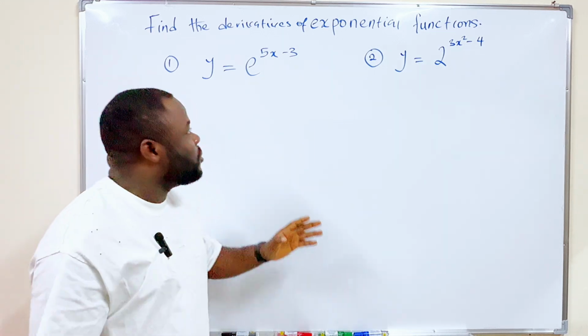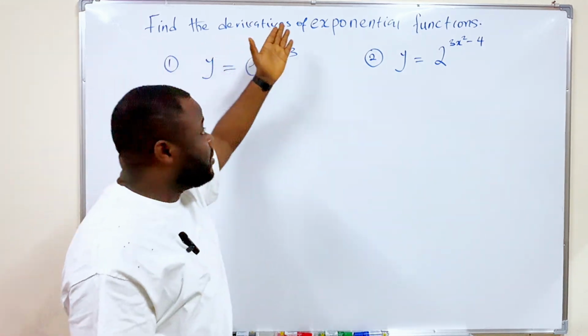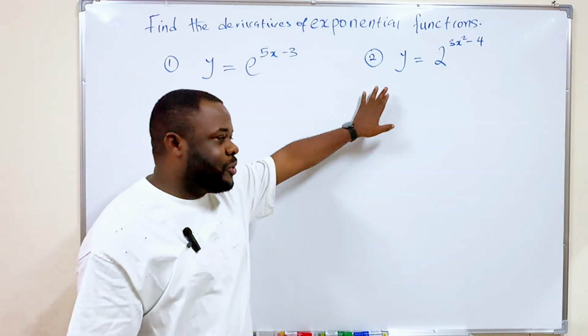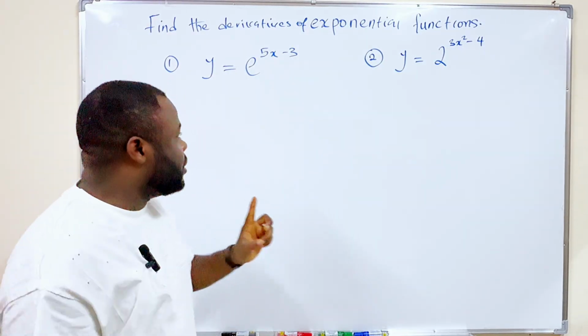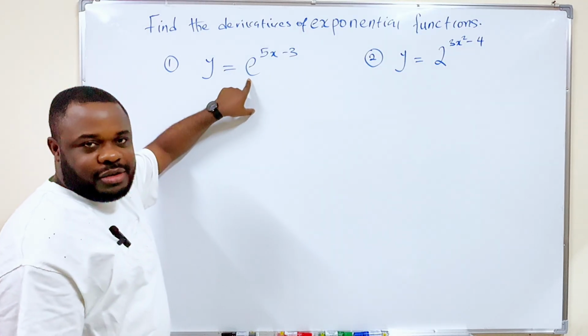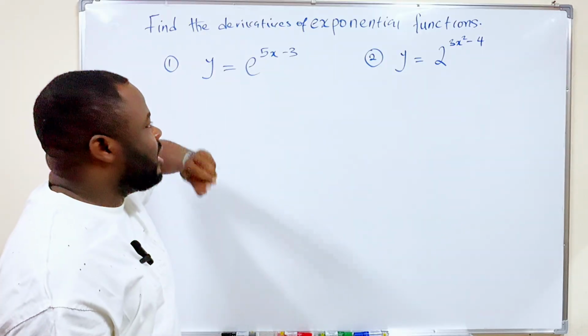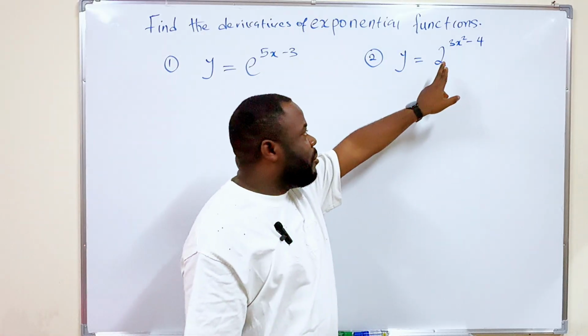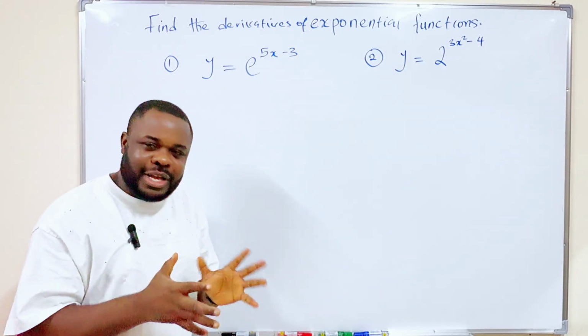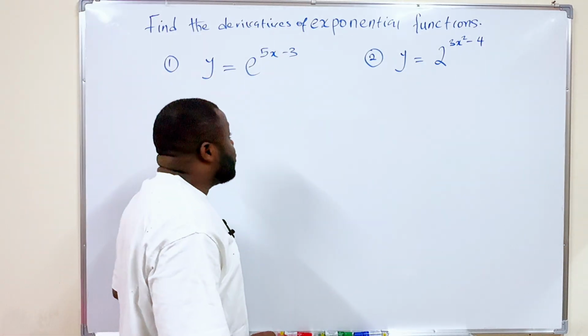Okay, welcome back. So we are asked to find the derivative of the exponential functions. So we have these two exponential functions. But there are some things you need to take note of. You can see the first question has e, right? It has e power 5x minus 3. However, when we come here, this has 2. So sometimes we get confused about it. So we are going to solve it.